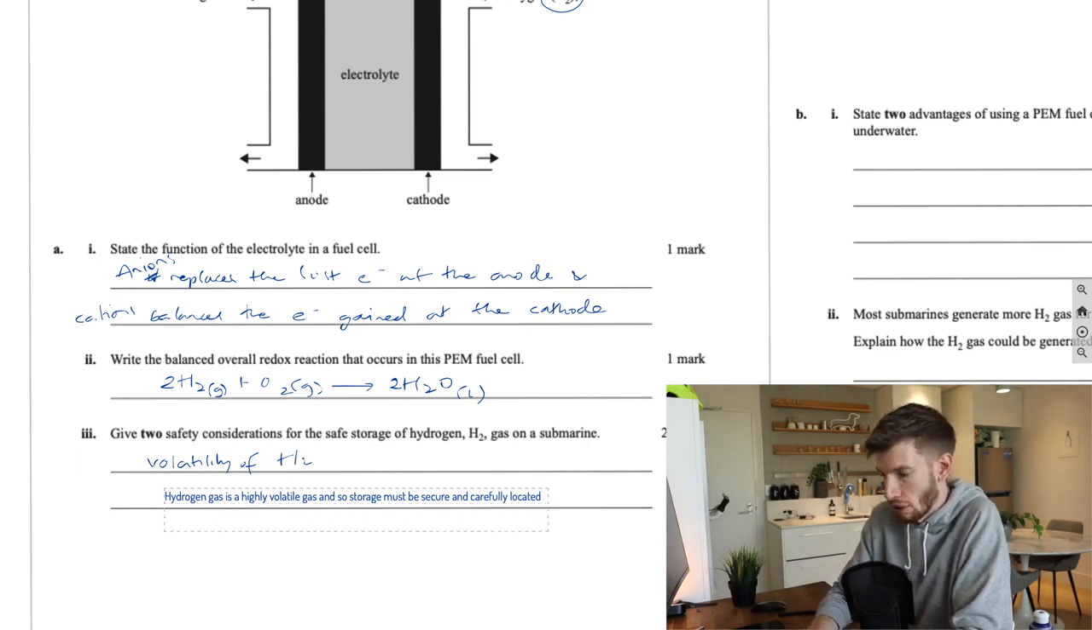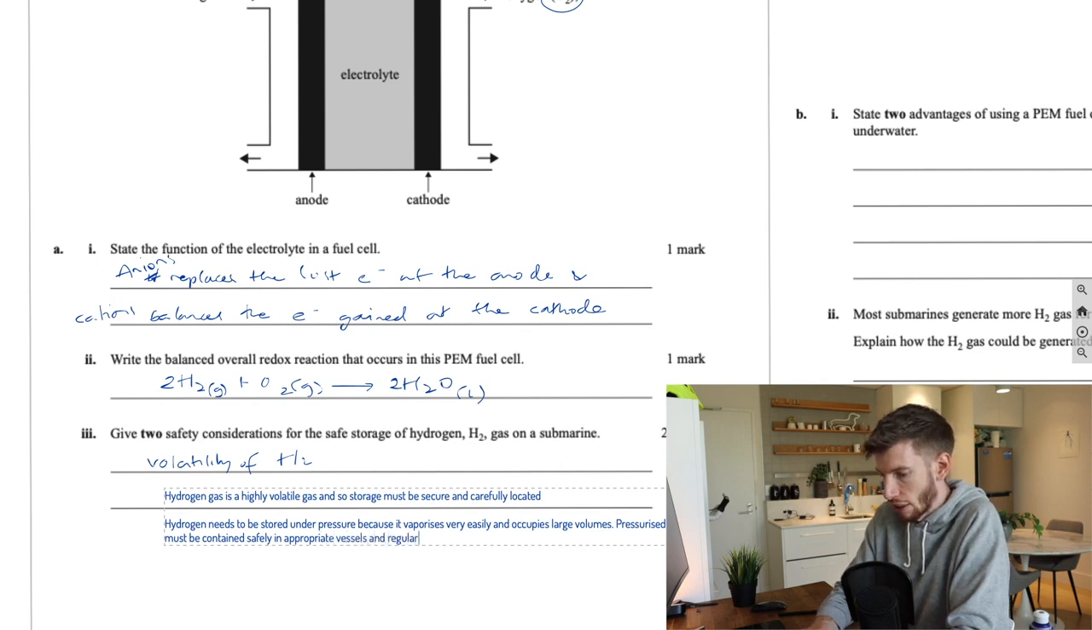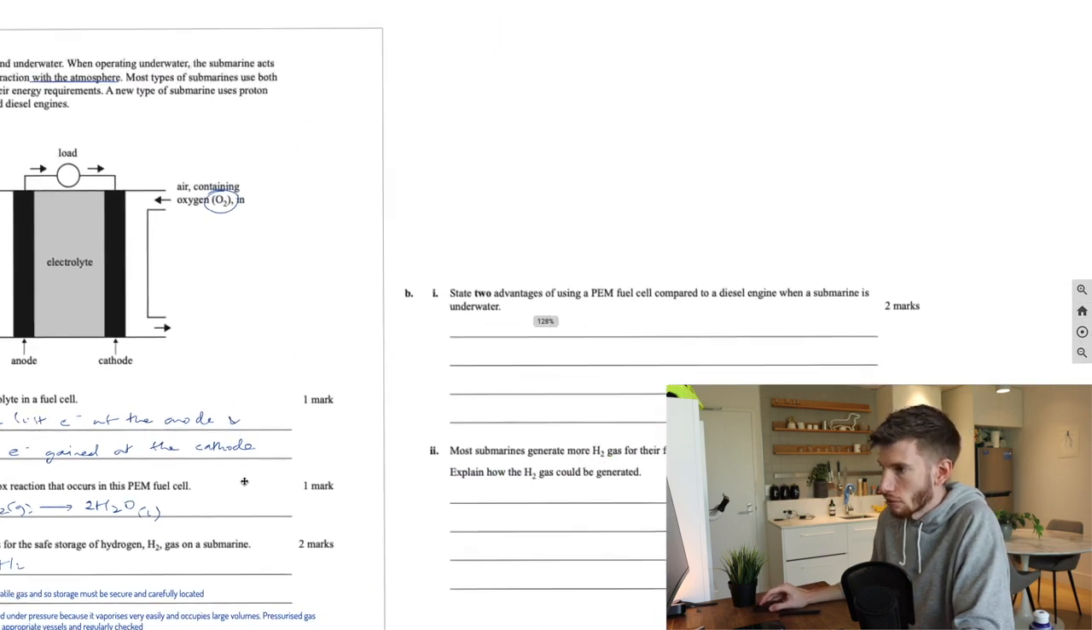And then the other one as well is that hydrogen needs to be stored under pressure because it vaporizes very easily and occupies large volumes, which is not very efficient. Large volumes. Then we can say pressurized gas must be contained safely in, we'll say, appropriate vessels and regularly checked as well. And there we go. Cool.